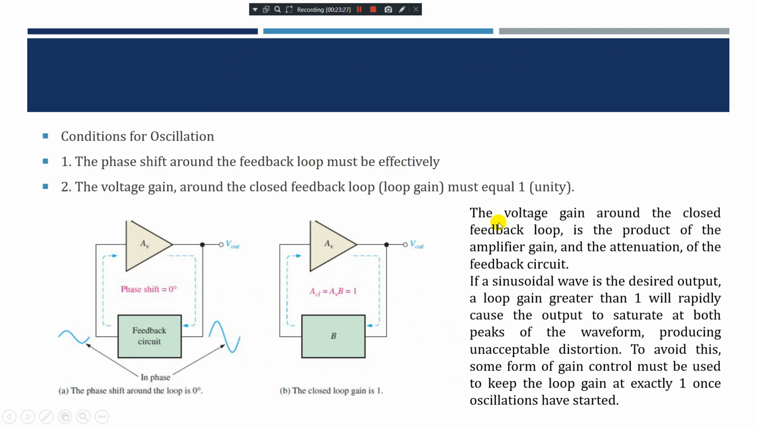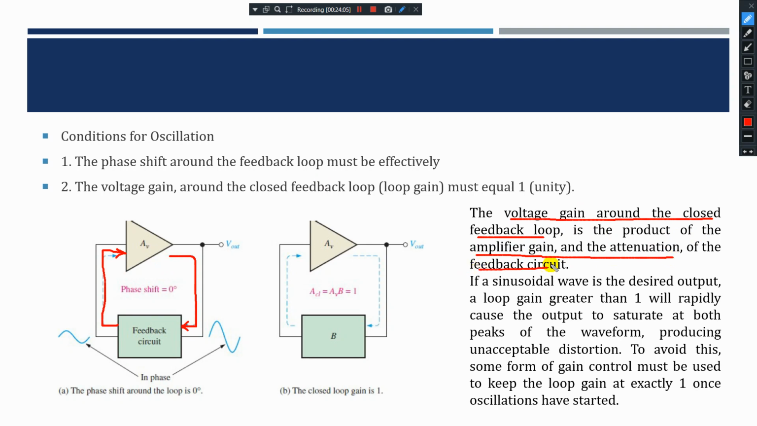Next, the voltage gain around the closed feedback loop is the product of the amplifier gain and the attenuation of the feedback circuit. What it says is the voltage gain around the closed feedback loop. You can see here there is a closed feedback loop. A part of the output is given as feedback to the input of the circuit. It's a positive feedback. It's the product of the amplifier gain and the attenuation of the feedback circuit.